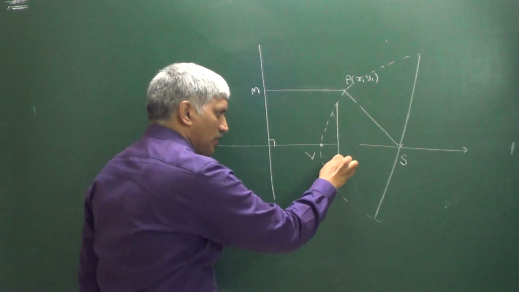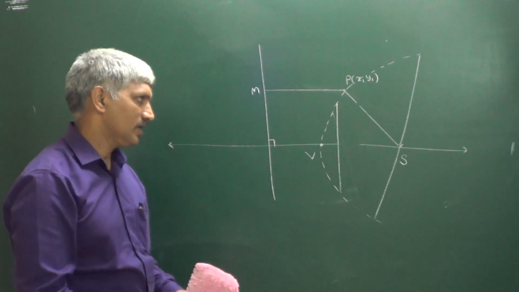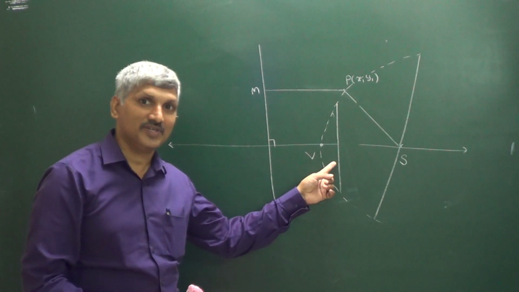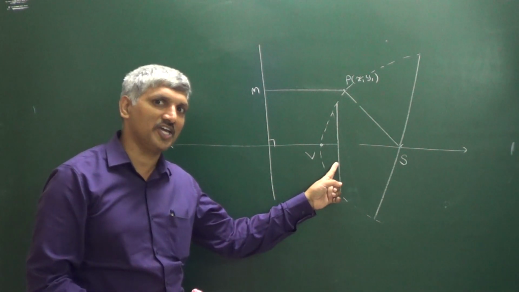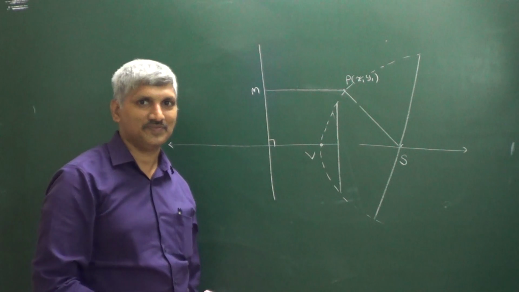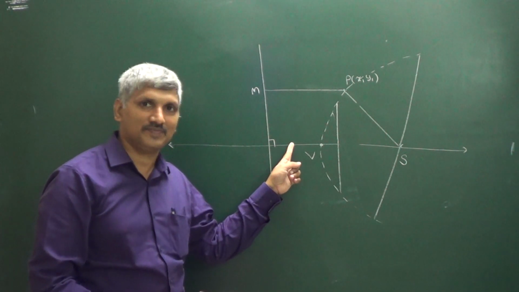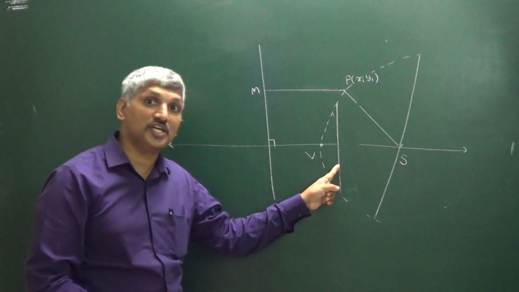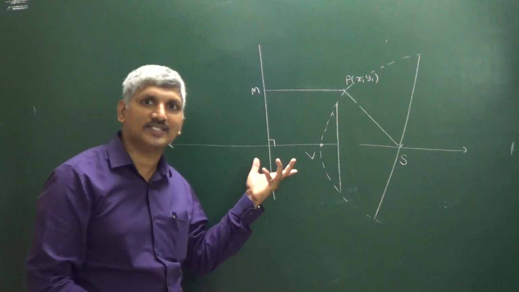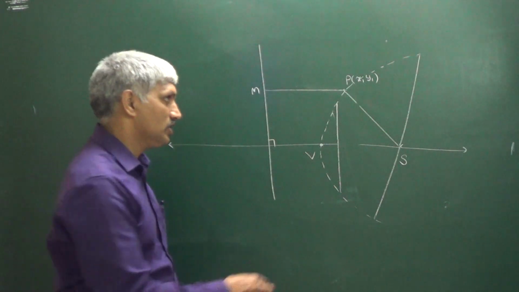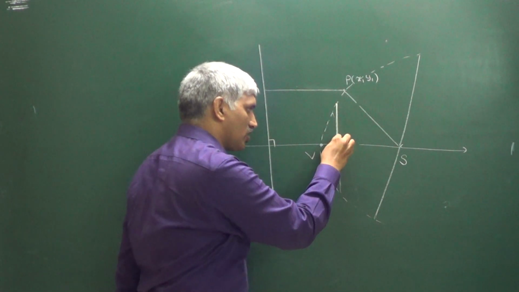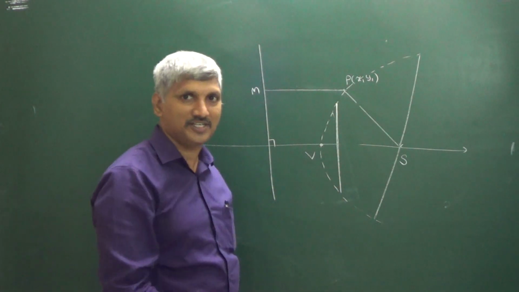What is the speciality of this line? This is a chord. The speciality of this chord is that it is parallel to the directrix. The speciality of this chord is that it is perpendicular to the axis. The speciality of this chord is that it is parallel to the directrix, or we can say perpendicular to the axis. Now this particular chord we are calling a double ordinate.